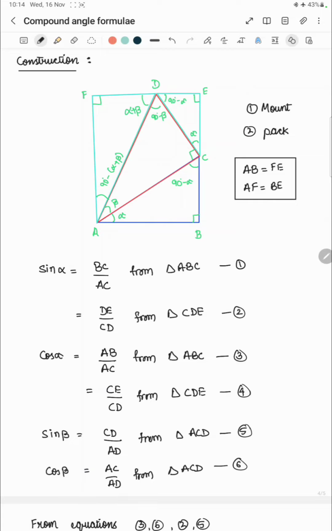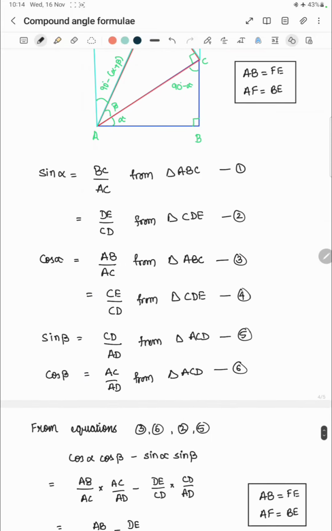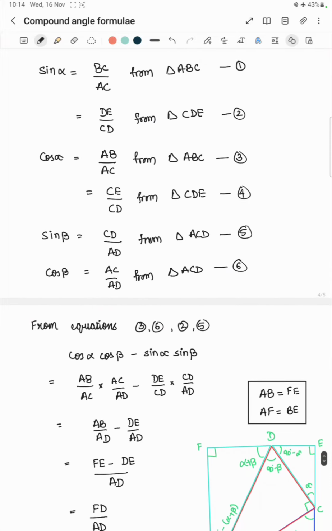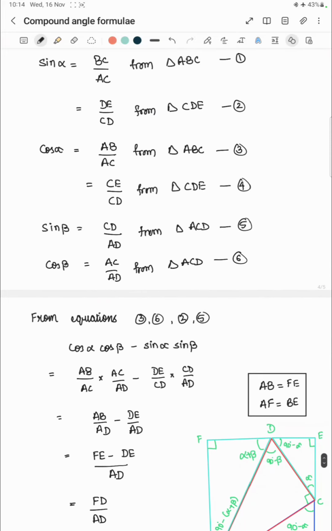Same thing. Now all you're going to do is pick the terms. Let's pick the terms. What are the terms? Let me place it right here. Okay, we are going to pick the terms. This time I am going to pick 3, 6, I mean from equations 3, 6, 2 and 5.